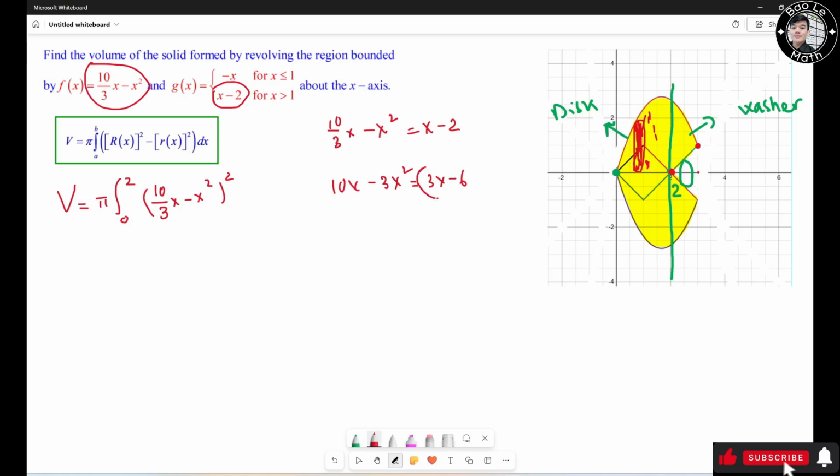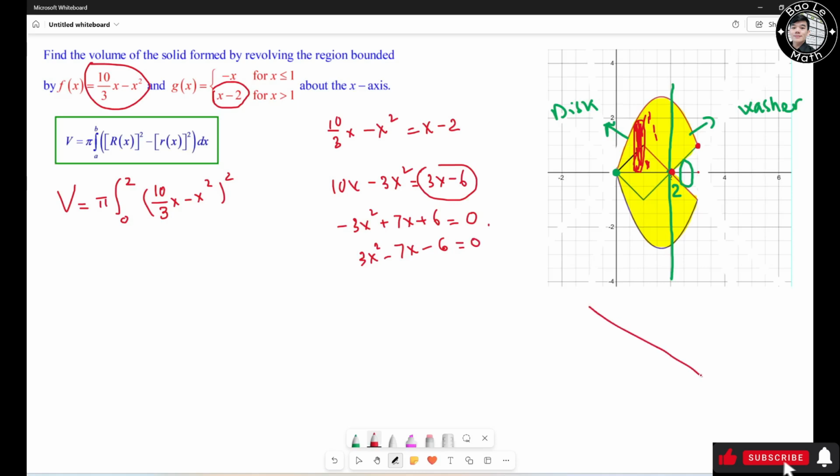Now I'm going to move every single thing right here over. So I have negative 3s squared plus 7s plus 6 equals 0. Now I'm going to multiply both sides by negative 1, so it turns out to be 3s squared minus 7s minus 6 equals 0.